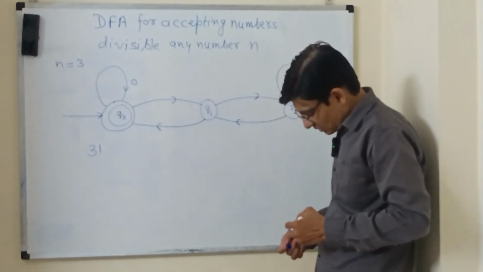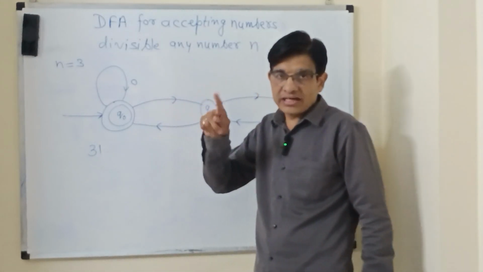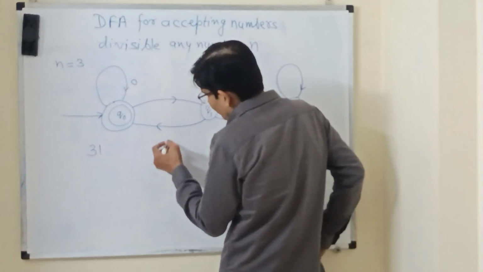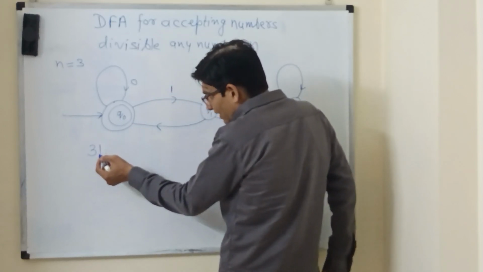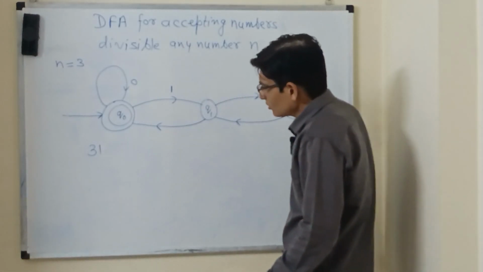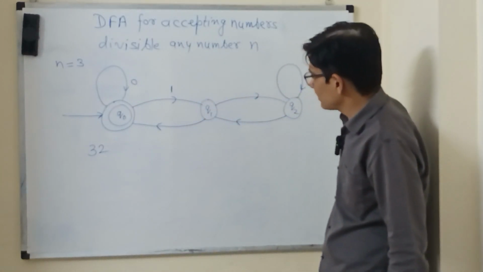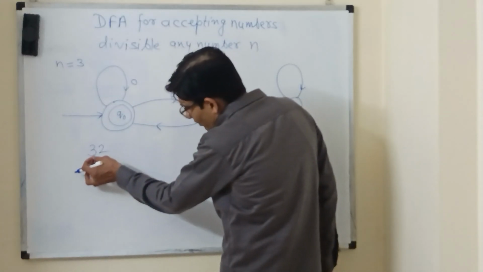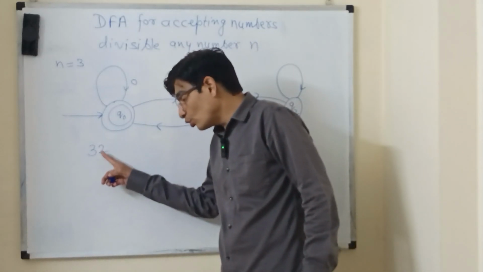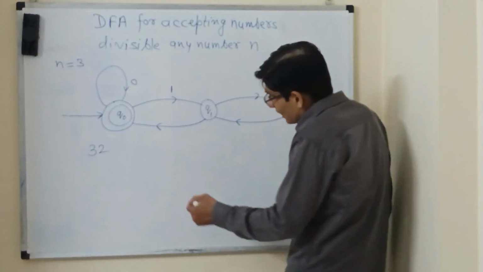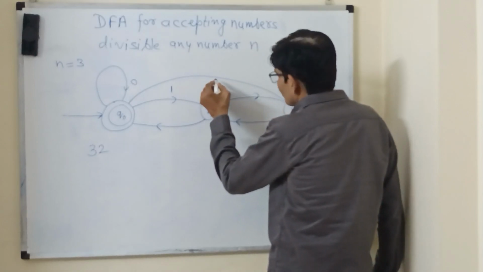Now 31. If we divide 31 by 3, it will give us remainder 1. So on applying 1 here, we are moving to state 1. Now we will apply 2. If we apply 2, you can see it gives remainder 2 on dividing by 3. So on applying 2, we are moving to state Q2.